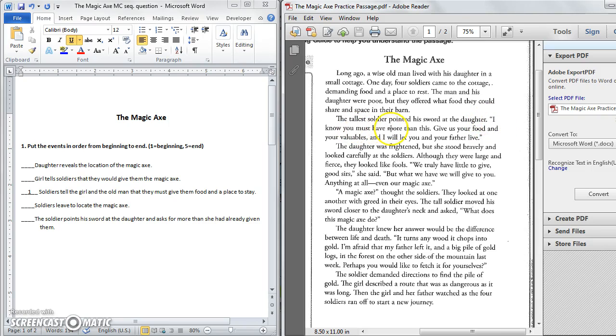I know you must have more than this. Give us your food and your valuables, and I will let you and your father live. Okay, let's see. That's right here. So, number 2, that's our second event.